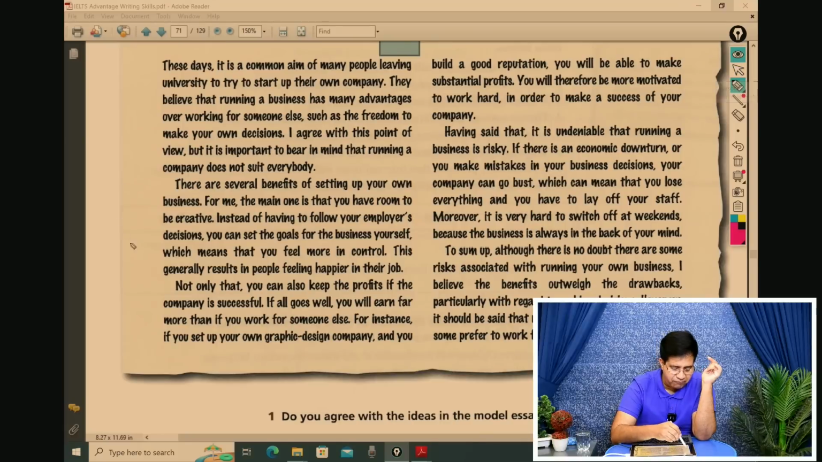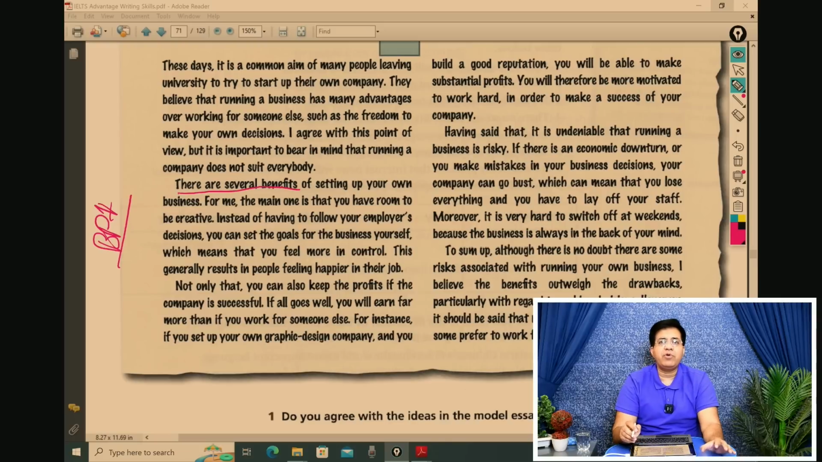So in 3 sentences, there is this introduction, and it's written like that. Now we go on, and this time we talk about body paragraph 1. We call it BP1, body paragraph 1. There are several benefits. Now, when you write initially, there are several benefits, it means you are telling the reader that I'm going to start with the benefits. So, there are several benefits of setting up your own business.